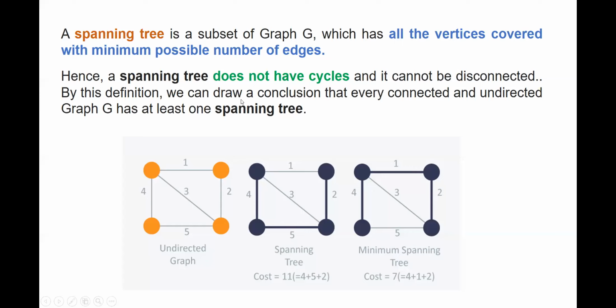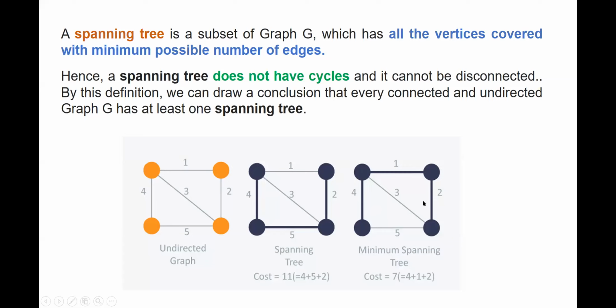By this definition, we can draw the conclusion that every connected and undirected graph G has at least one spanning tree. There can be many spanning trees, but each and every given graph has at least one. As the diagram depicts, we have shown two spanning trees here. One is from first node to second node to third node to fourth node. And the second spanning tree is from first node to fourth node, first node to second node to third.